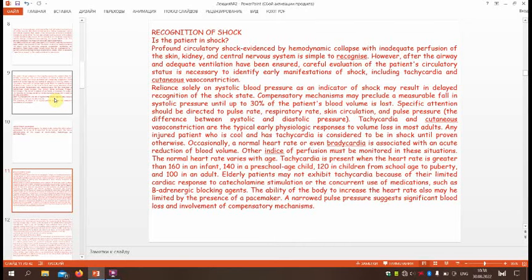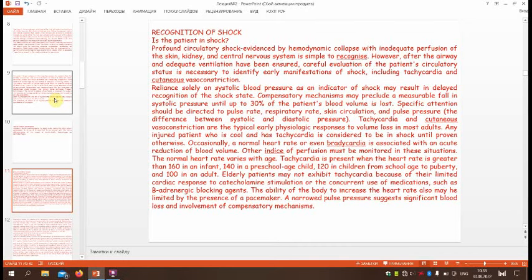Tachycardia and cutaneous vasoconstriction are the typical early physiological responses to volume loss in most adults. Any injured patient who is cool and has tachycardia is considered to be in shock until proven otherwise. Occasionally, a normal heart rate or even bradycardia is associated with an acute reduction of blood volume. Other indices of perfusion must be monitored in these situations.